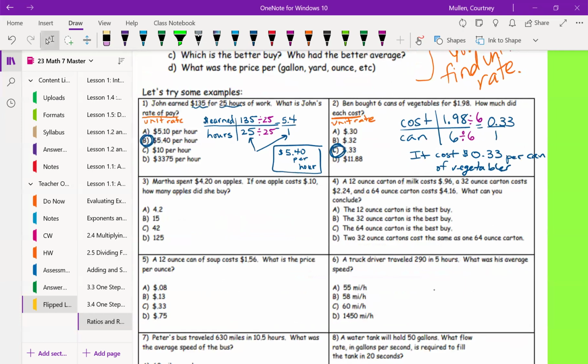We're going to skip 3 and 4 for right now, and we're going to come back. But go ahead and cross out number 3. We're going to use this space for number 4 when we come back to it.